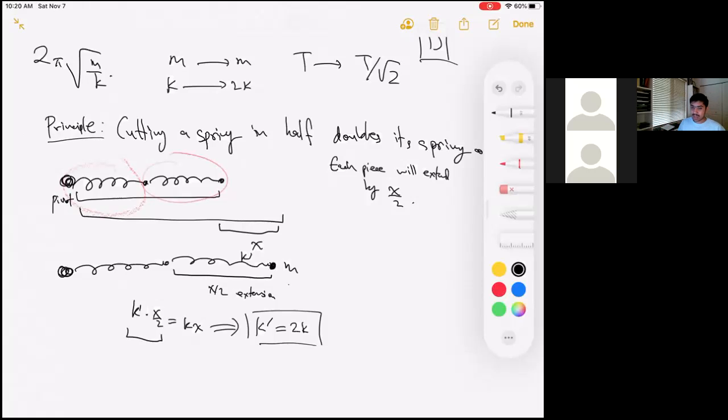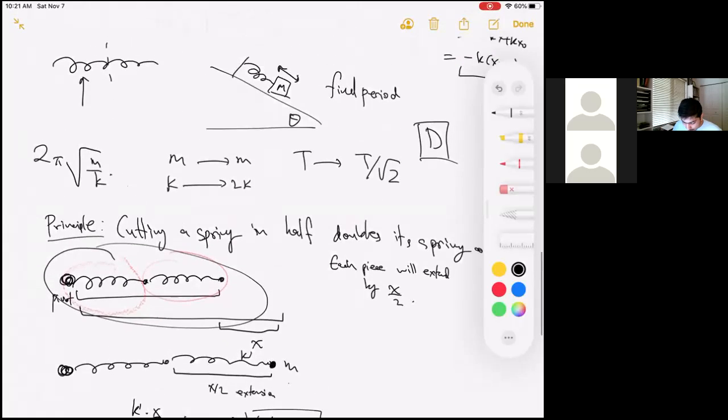Now this has to be equal to kx, because if the overall spring constant of the spring is k, that means the restoring force is kx. That's from the definition of k. If I'm saying k is the overall spring constant of this entire spring, then kx should be the restoring force. We already know it's k prime times x over 2 because of the setup of joining two springs. Therefore, k prime times x over 2 is equal to kx, which means k prime is 2k. So this justifies why cutting a spring in half doubles the spring constant.